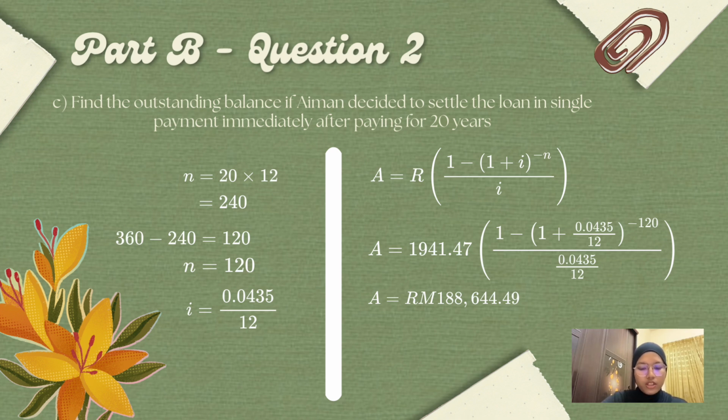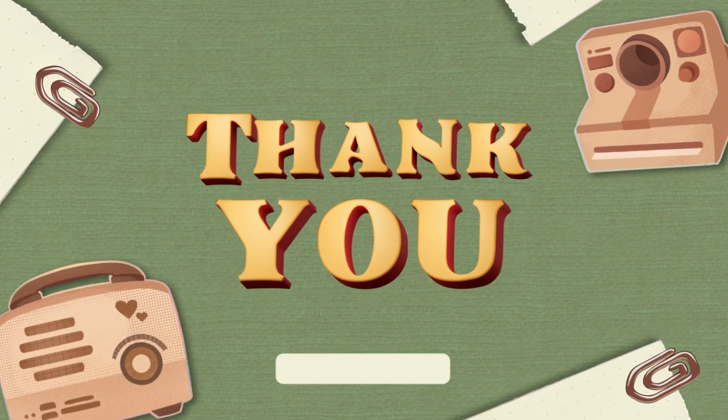Then we can put that information into the formula, which we will get A equals 1941.47 bracket 1 minus bracket 1 plus 0.0435 over 12 close the bracket to the power of negative 120 over 0.0435 over 12 close bracket. And we will get the value of A, which is 188,644.49.